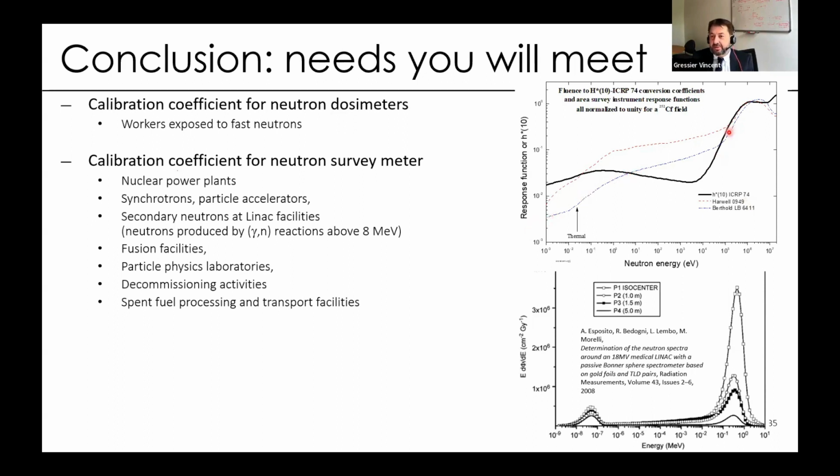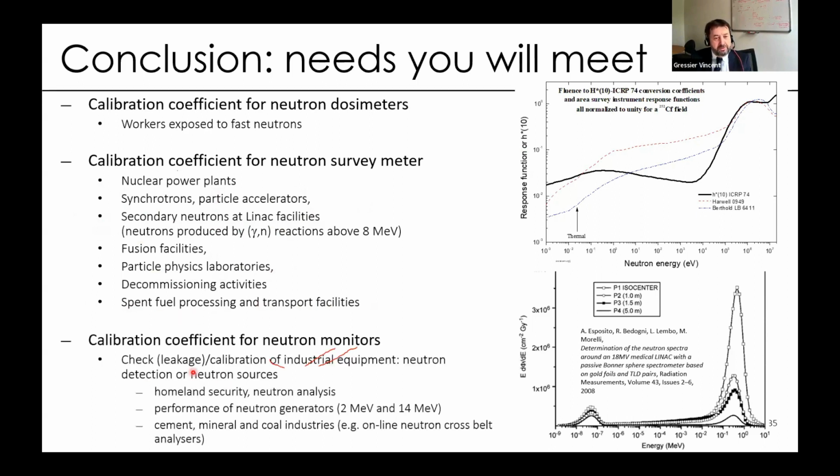But in the fast energy range, where we are looking for now, and above 20 MeV there is also a problem, but in the fast energy range, where we are willing to work for most of the radiation protection problematics, if you calibrate correctly at one point, it will cover mainly everything correctly for the response function, for the determination of the dose equivalent. And it will be good for nuclear power plants, synchrotrons, particle accelerators, secondary neutrons at LINAC facilities, fusion facilities, particle physics laboratories, decommissioning activities, and fuel processing and transport facilities.